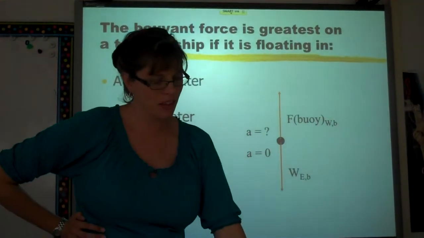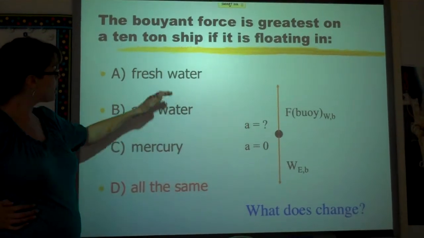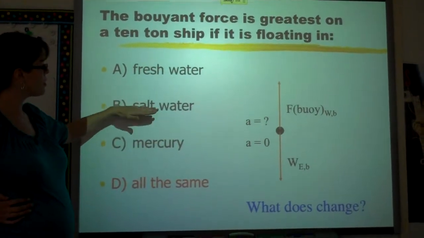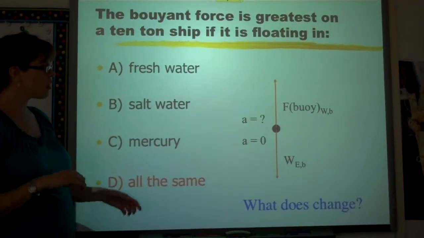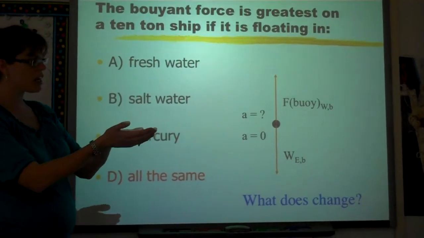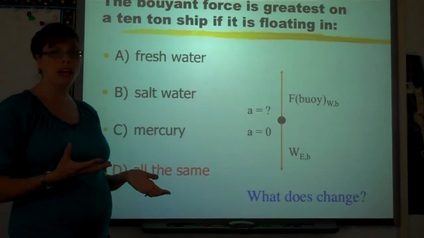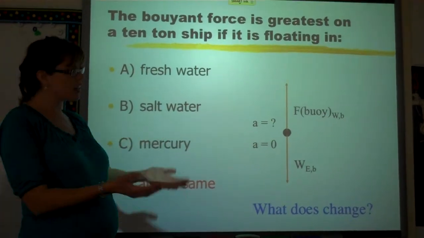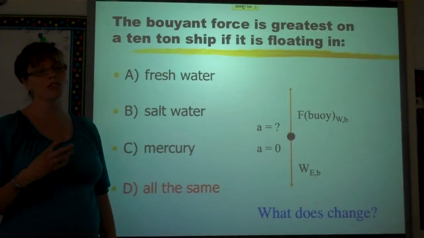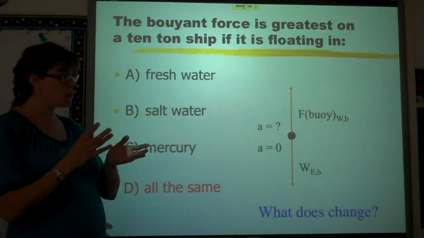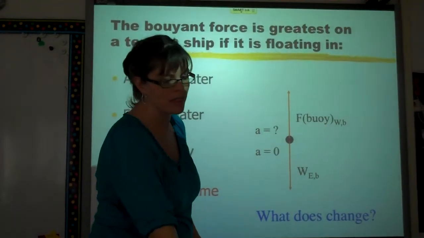Okay. What does change? There is something that's different about the ship in all 3 liquids. Fresh water is the least dense, so the ship is going to be very deep in the water. And in salt water, just like in the Dead Sea, that picture we had of the Dead Sea, the Dead Sea is more dense, so people and ships tend to float higher. Mercury is so super dense that most of the ship would actually be out of water. It would look very awkward and weird.